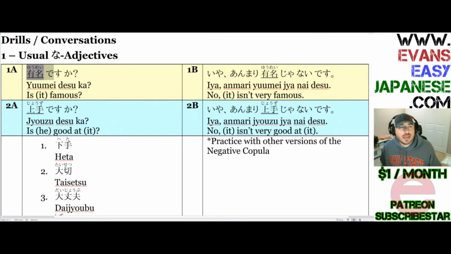Notice how with daijobu, it could be for anything, like an object. Whereas with jouzu, it has to be kind of with the human, right? Or I guess maybe a dog or something like that. Something that's living, because chairs aren't really that good at something. It's kind of like able to do.